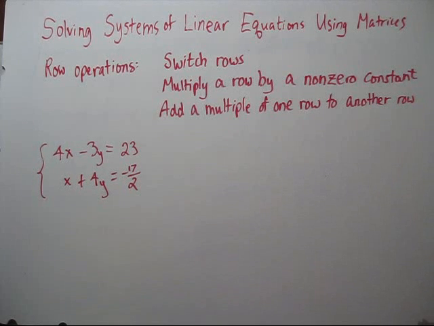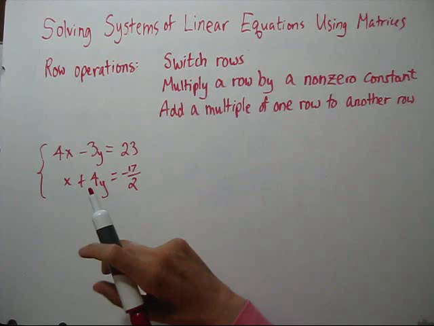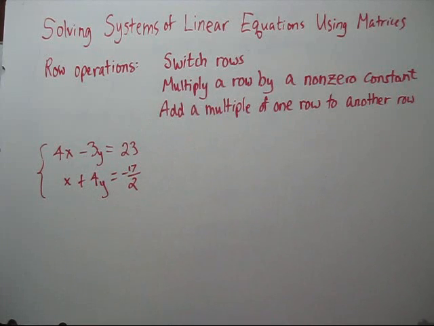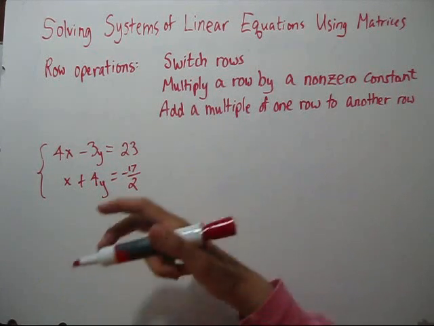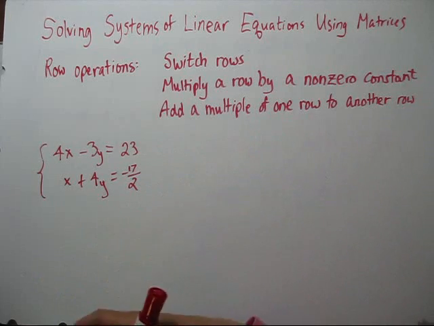When we solve systems of linear equations using matrices, we want to get the augmented matrix that represents our system of equations into reduced row echelon form. And there's 3 row operations that help us to do that. Number 1 is to switch rows. The reason we can do that is switching the order of 2 equations doesn't change your solution any.